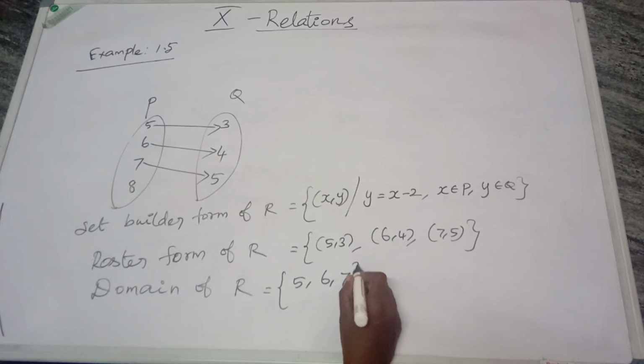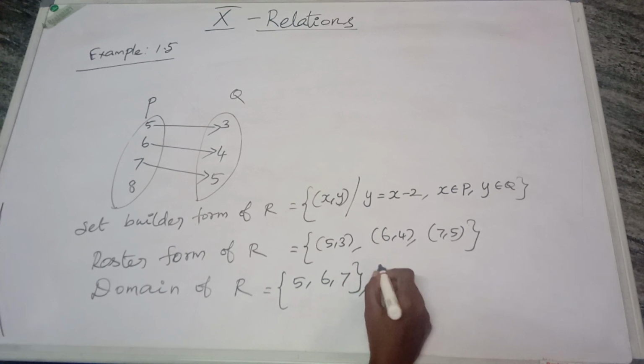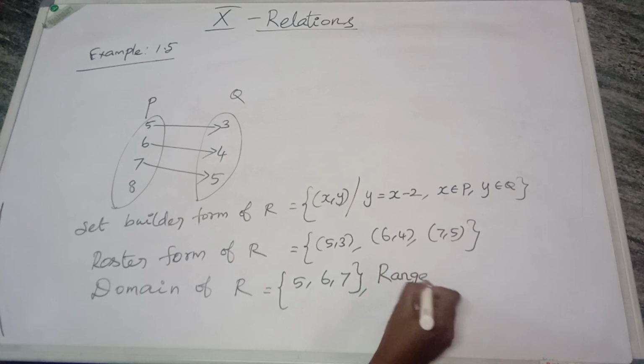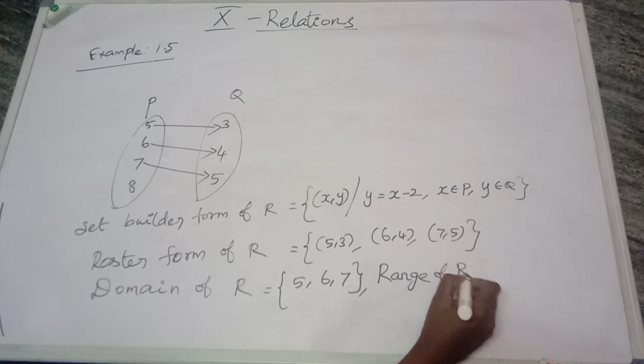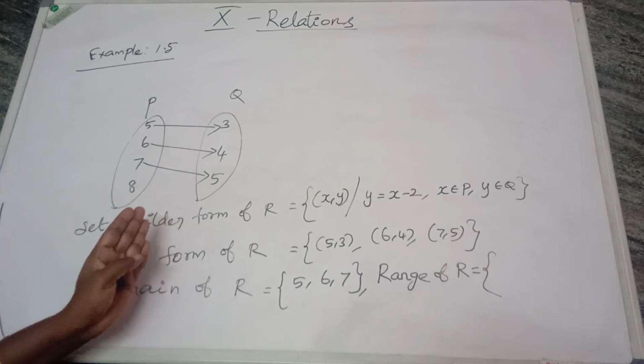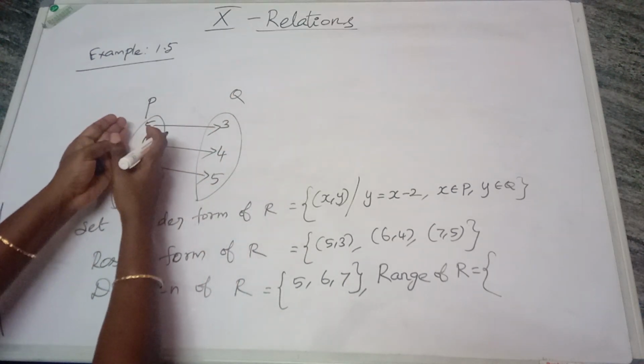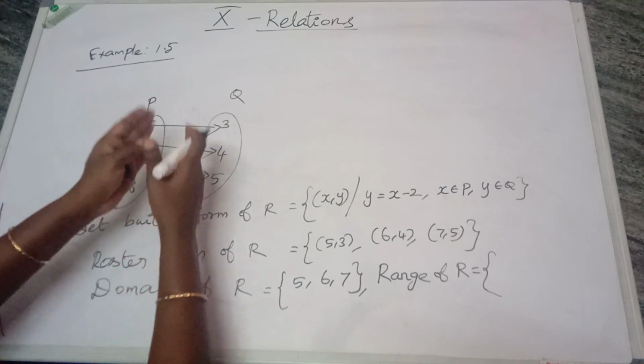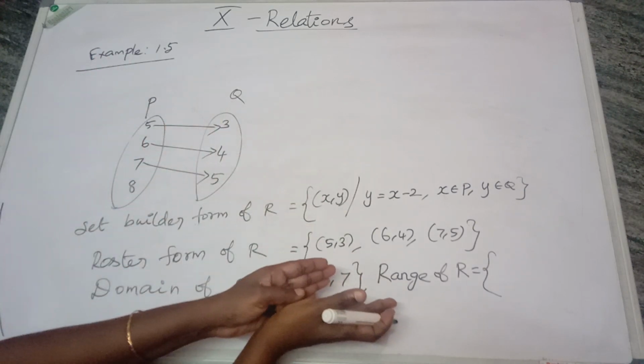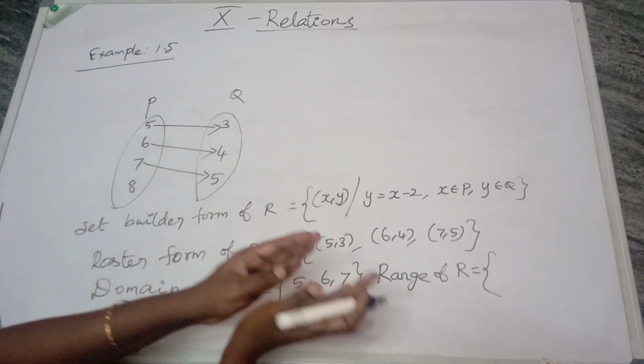Okay, so 5, 6, 7. And then they asked the range of R, the range of the relation. What is the range of a relation? The elements in the second set that have a relation with the first set. The collection of such elements is called the range.